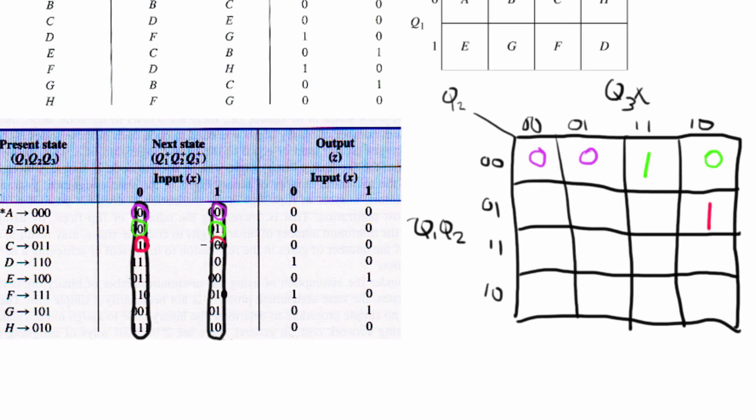This is 0, 1, 1, 1. This is 1, 1, 0, 0. So you can see we're not following any pattern over here. That 0 is 1, 1, 0, 1.